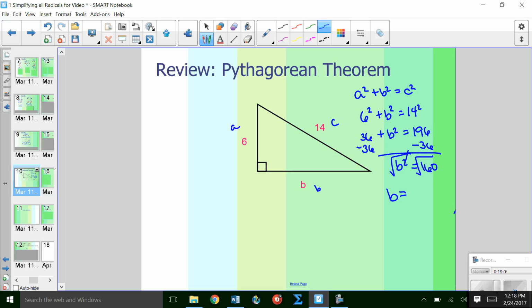So the square root of 160, we can break down into 16 times 10. Because 16 is a perfect square, that will come out as a 4. And so we would write the side length of b as 4 root 10. So that's just a way to fully simplify your radicals.